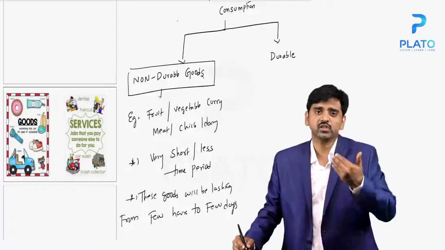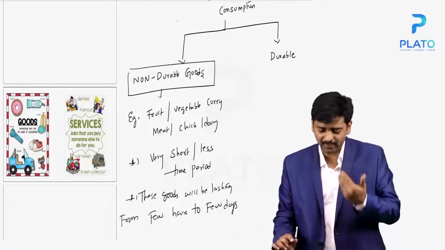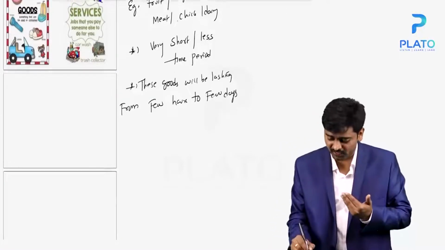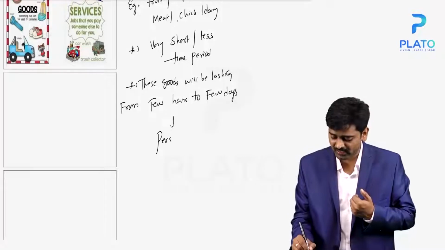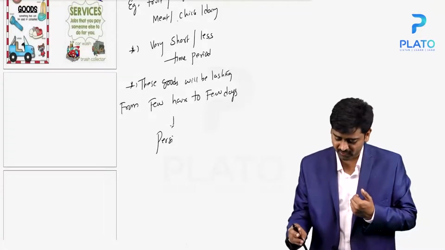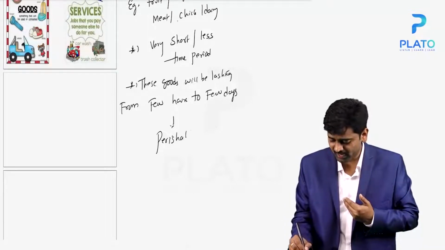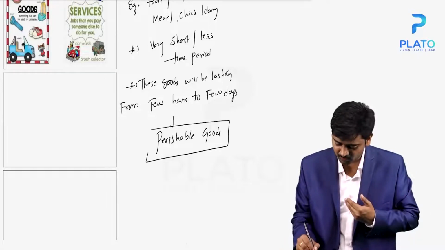They have a very short span of time, okay? And sometimes we can call them perishable goods also. Which category do they come under, guys? They also come under perishable goods. I think you people are getting it slowly. So we call them perishable goods also.